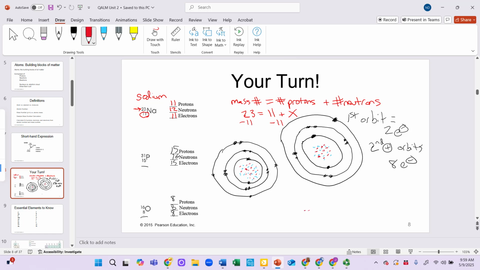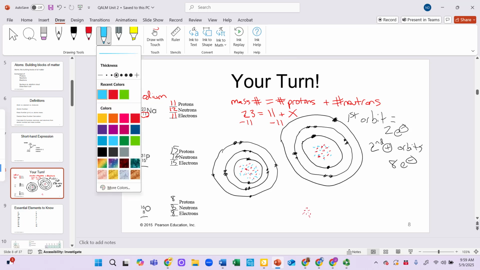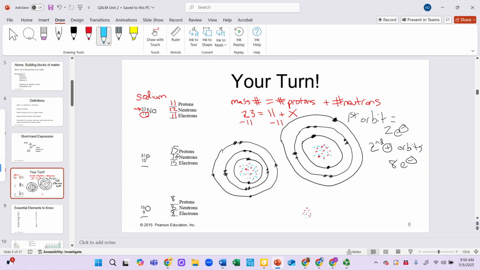Go 1, 2, 3, 4, 5, 6, 7, 8 protons. Then we're going to draw our neutrons, 1, 2, 3, 4, 5, 6, 7, 8 neutrons. And now we're going to draw our rings. This first ring is going to hold 2. The next ring is going to hold 8, but we only need 6 on this ring because we have 8 electrons total. So 1, 2, 3, 4, 5, 6.